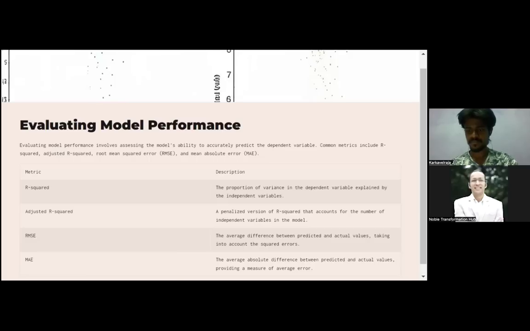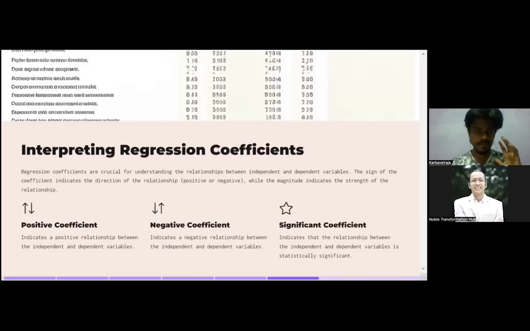Let's move to the other section. Yeah, sure, sir.